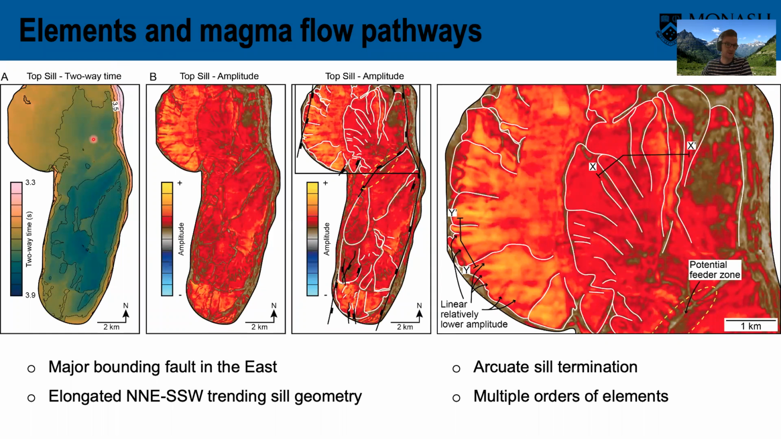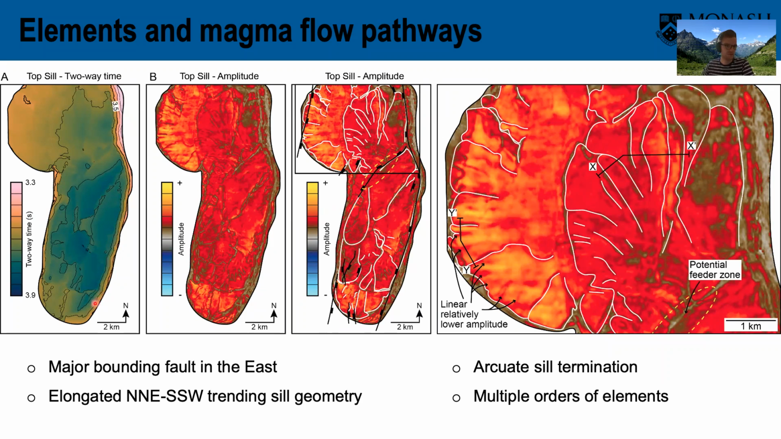This is a two-way time map, and these tide contours at the eastern margin and the western margin indicate an inclined limb. So it's an elongate sill geometry with an inclined limb in the east and the west. On this amplitude map here, I also highlighted all the pre-existing fault planes. And we can see that there is a major bounding fault plane here in the east, which coincides with the inclined limb in the east. So the magma exploited this pre-existing weakness and the fault plane to form the bounding inclined limb in the east.